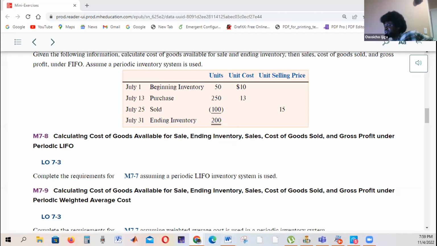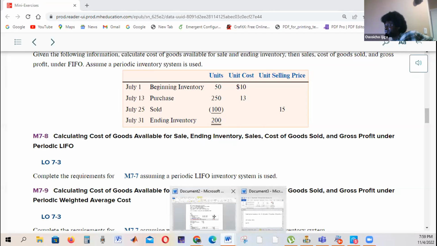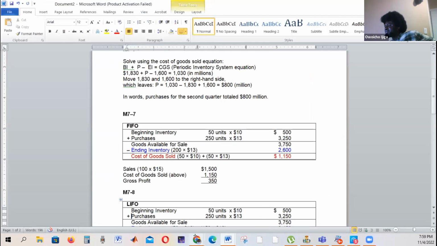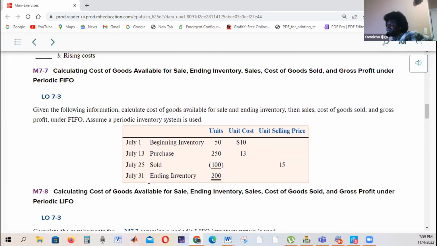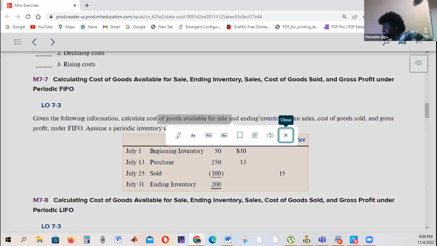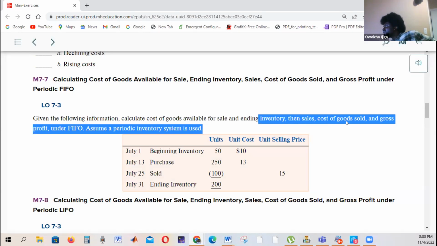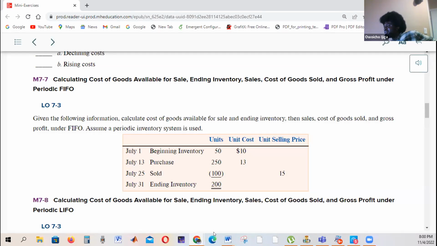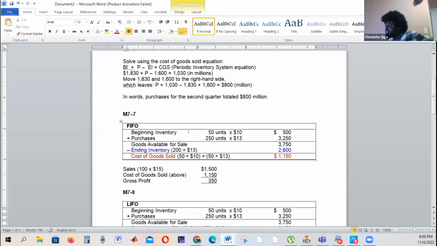And let's go back to the question. So let's read the question quickly. It says, if you calculate the cost of goods available for sale, the ending inventory, the sales, the cost of goods sold, and then the gross profit under the FIFO system. Let's look at that here. Beginning inventory plus purchases, goods available for sale, minus ending inventory.